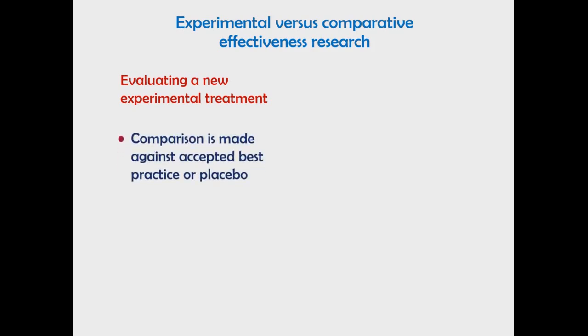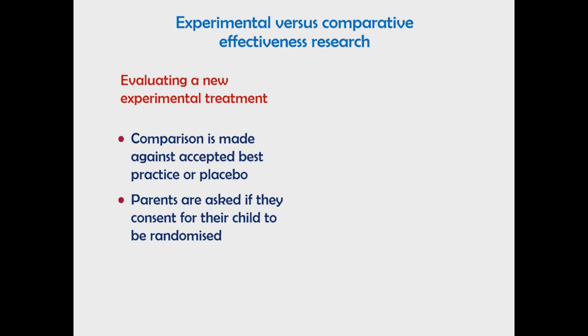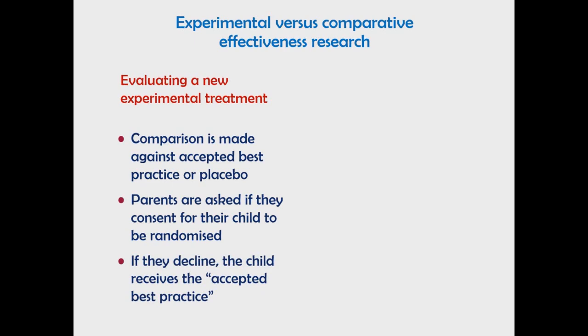Let's consider experimental versus comparative effectiveness research, and let's apply these four principles and see how well they fit. When you're evaluating a new experimental treatment, there is a cardinal obligation to protect the patient against the possible harms from this new experimental treatment. So comparison is made against accepted best practice or placebo. Parents in our situation are asked if they consent for their child to be randomized, and if they decline, then the baby receives the accepted best practice. That is the standard paradigm for experimental research.